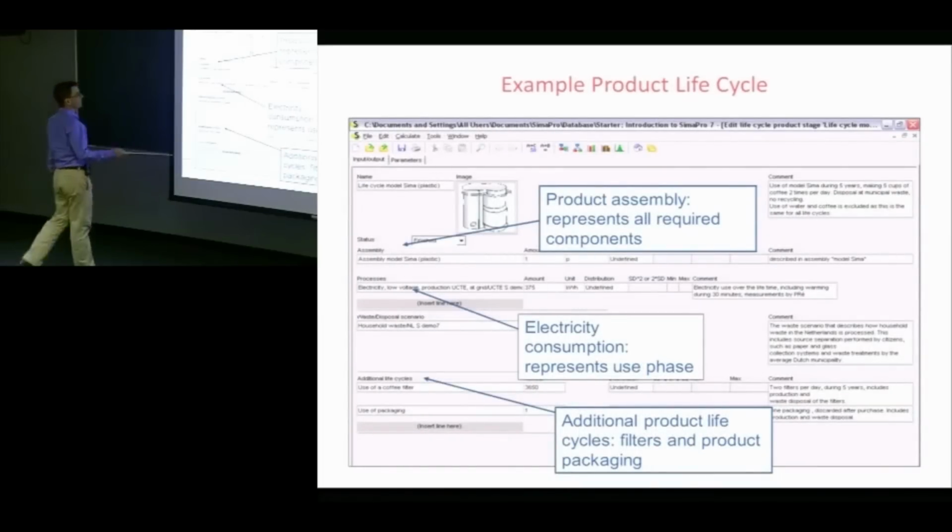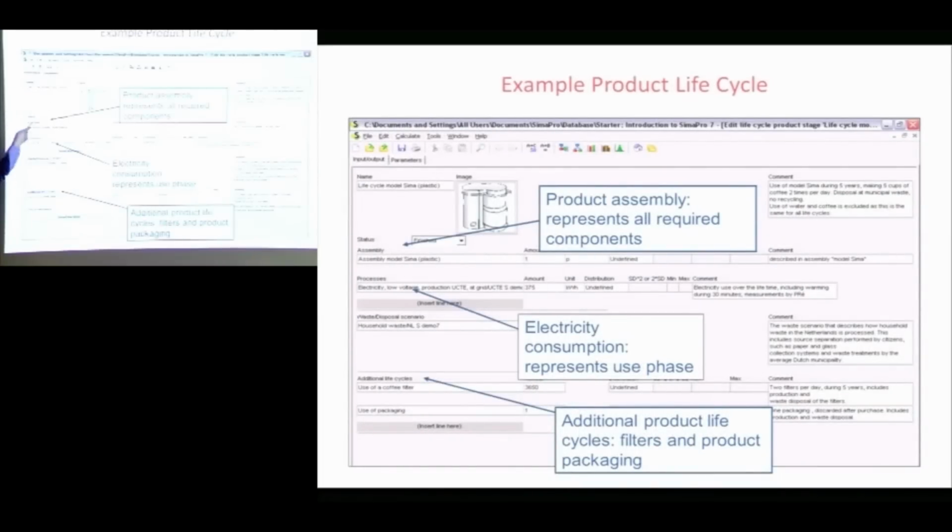Then now assembling into the coffee maker itself, we could talk about the process that is electricity consumption in the use phase. We can think about the waste disposal scenario that lays on top, so we're going to treat this as household waste. We have to think about additional life cycles. This is what I was talking about before. The coffee filter is an additional life cycle. So here's your 3,650 coffee filters that went into the life cycle, the packaging. That is an additional life cycle on top.